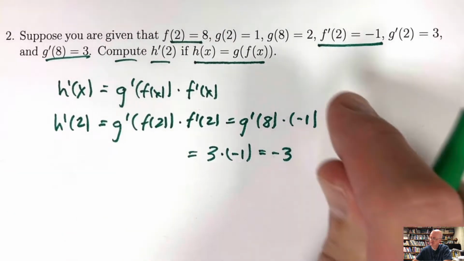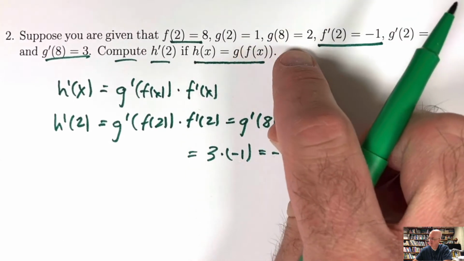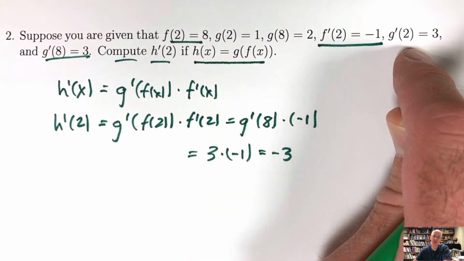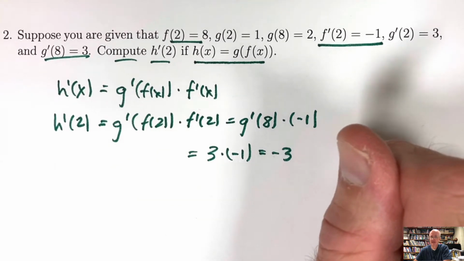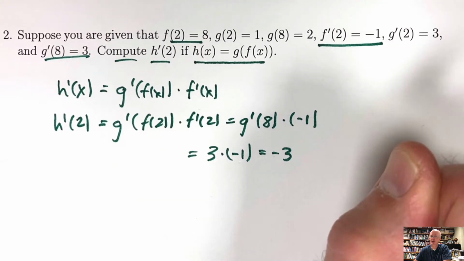The other pieces of information, g of 2 being 1, g of 8 being 2, g prime of 2 equaling 3, are not necessary to solve the problem. We need the things that you see here. Use just those pieces of information to solve the problem.